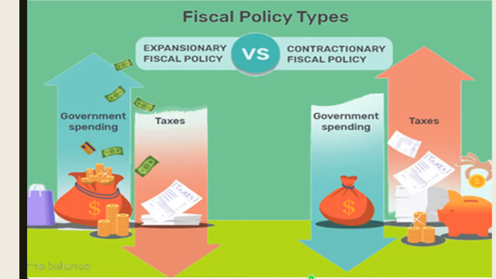Children, you have learned two types of fiscal policies. One is expansionary policy, the other one is contractionary policy. Hope you all could understand the differences between the two policies. Expansionary policy is concerned with boosting the economic growth, whereas contractionary policy will reduce the economic growth in order to control the inflationary situation in the country.